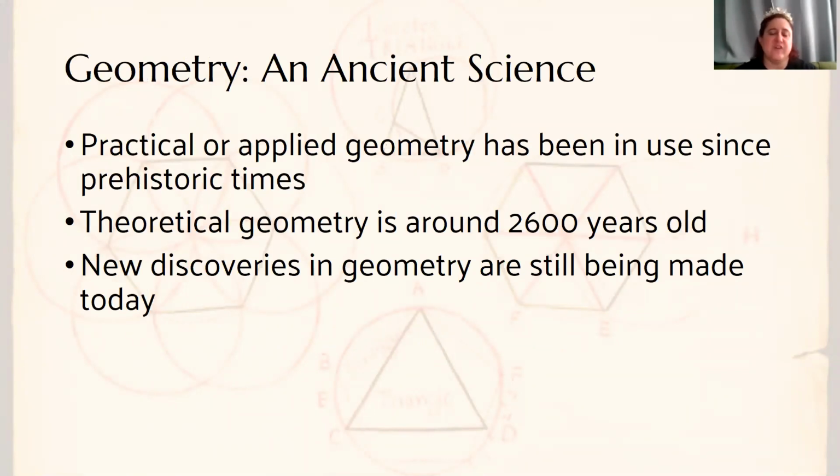So as far as how far back geometry goes, if you look at practical geometry, it's prehistoric. Theoretical geometry, though, with the two-column, well, they weren't always two columns, but yeah, with the proofs, the formal proofs, that's about 2,600 years old. So before the time of Christ. And we still are making new discoveries in geometry. It is not a dead field.